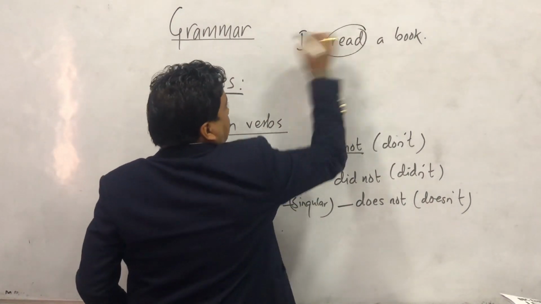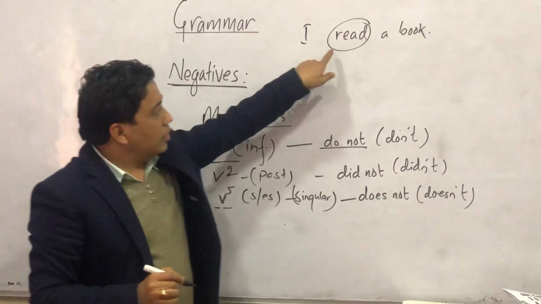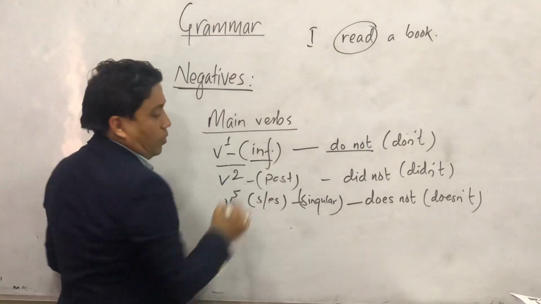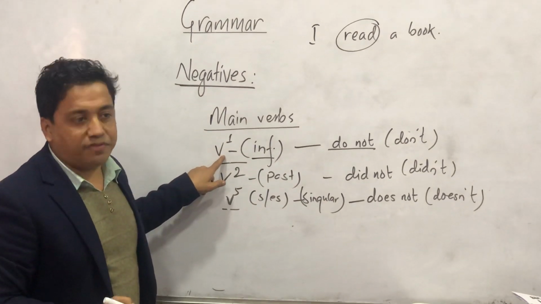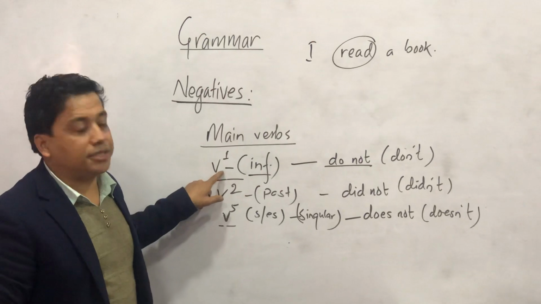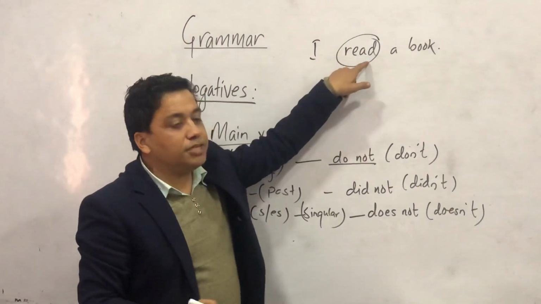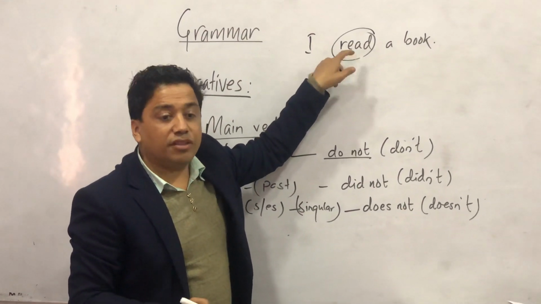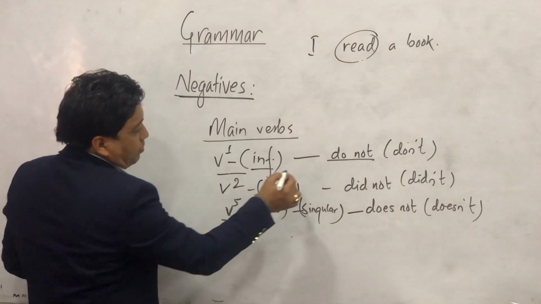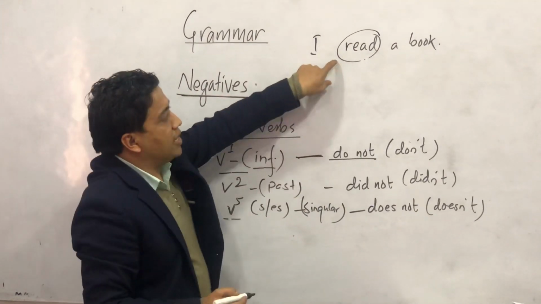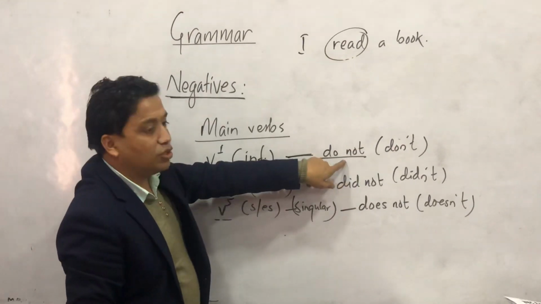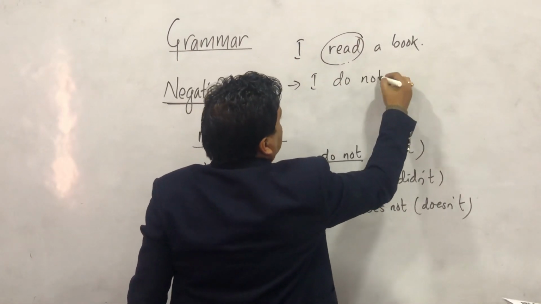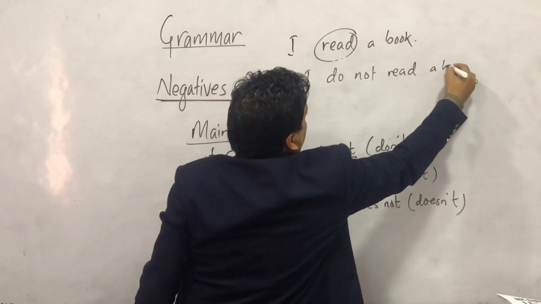Now look at your R-E-A-D, read. Read is the infinitive, or read is the first form of the verb. It is the base. This verb is the base form or the first form of the verb, or you can say this is the infinitive. So what we have taught here, when we make negative of this sentence, you need to use do not. Now, I do not read a book.